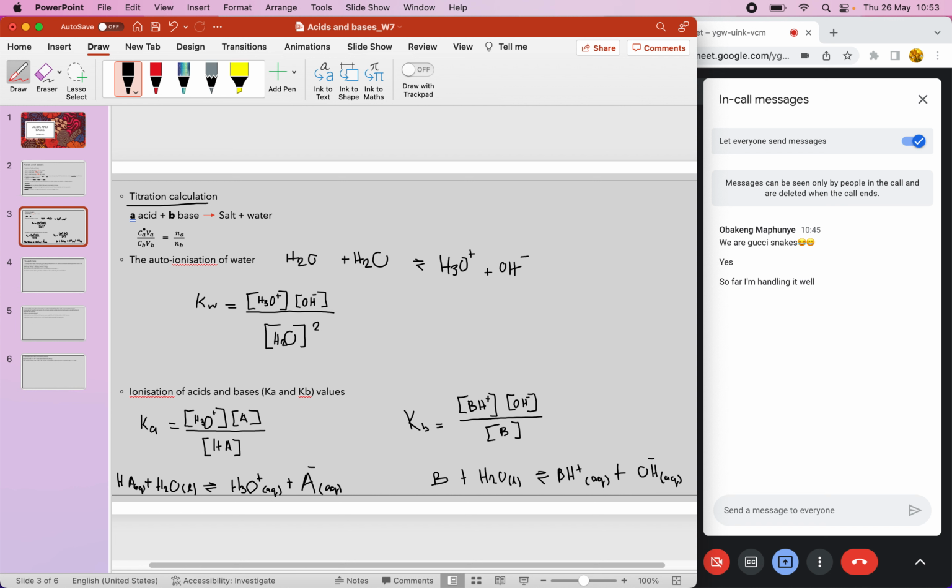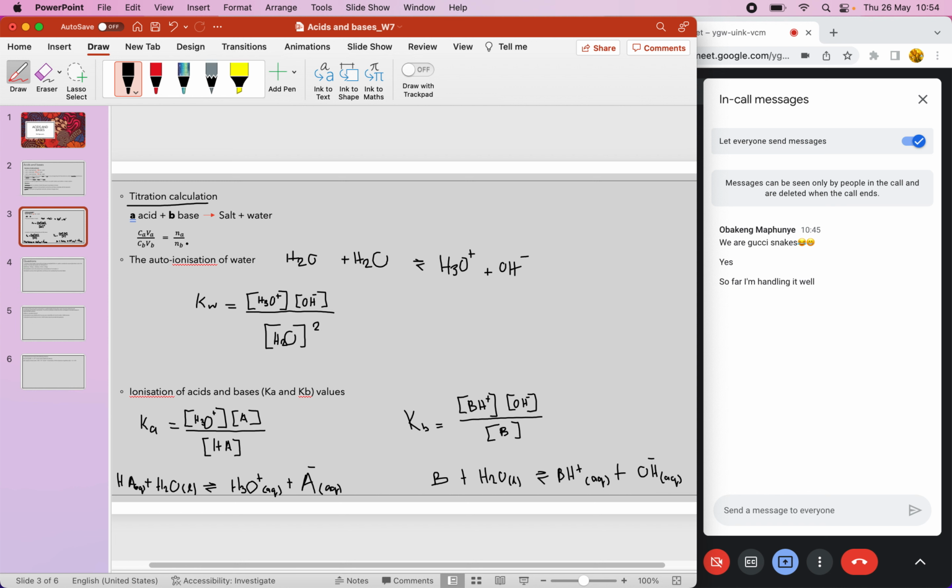And you have Ca, the concentration of the acid, multiplied by the volume of the acid, divided by the concentration of the base multiplied by the volume of the base, equals the number of moles of the acid divided by the number of moles of the base. So this is one type of titration equation. In this case, you have an acid.